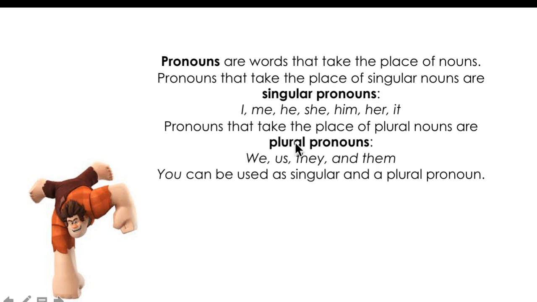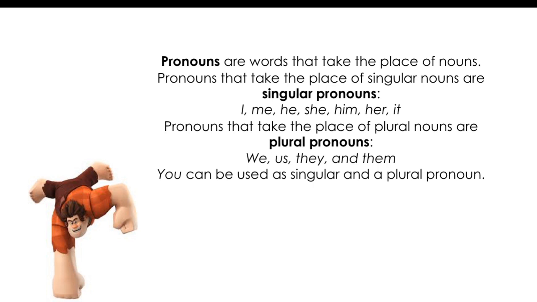We have plural pronouns which are used to replace the plural nouns in sentences: we, us, they, and them. We and us mean a group of people including me. If you see the words "and I" or "and me," you will use these pronouns, we or us. They and them is used for a group of people not including me. But also they is used for a group of animals, a group of things, many places.